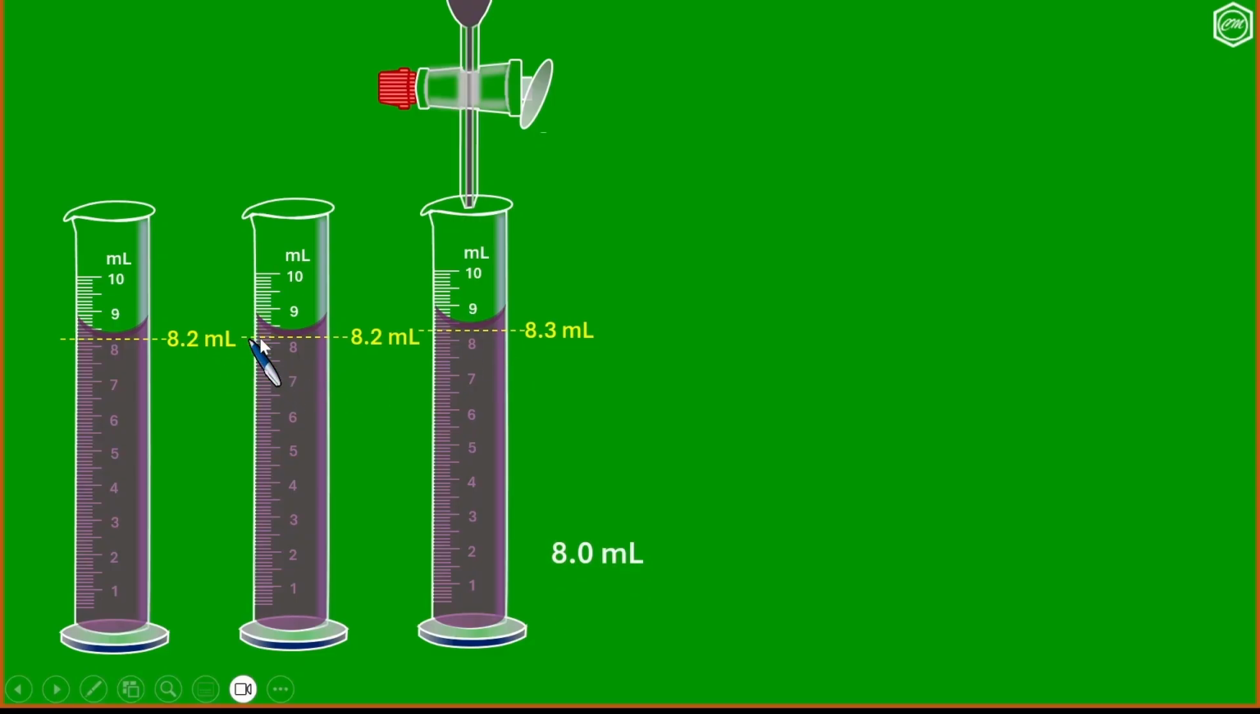But his measurements are very close to each other. The difference is only 0.1 ml. In two cases, the measurements are the same. So we can say that his measurements are precise, but not accurate because they are away from the required value.